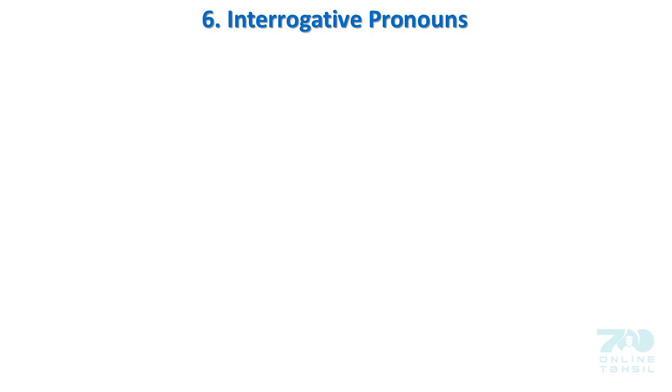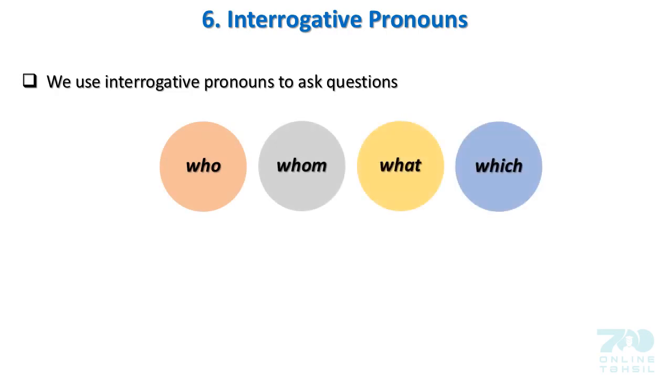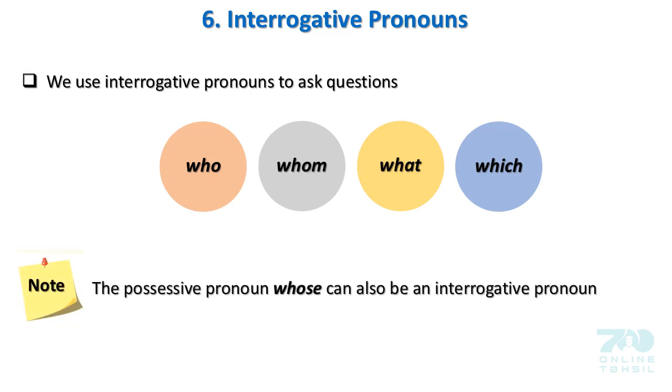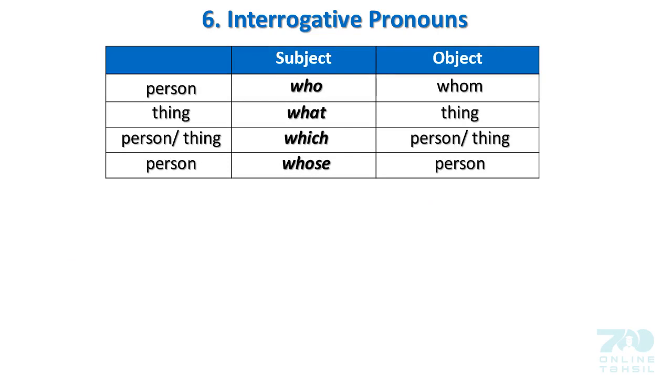6. Interrogative pronouns. We use interrogative pronouns to ask questions. There are 4 main interrogative pronouns: who, whom, what, which. Notice that the possessive pronoun whose can also be an interrogative pronoun. Subject, person: who. Object: whom. Thing: what. Person, thing: which. Person: whose.